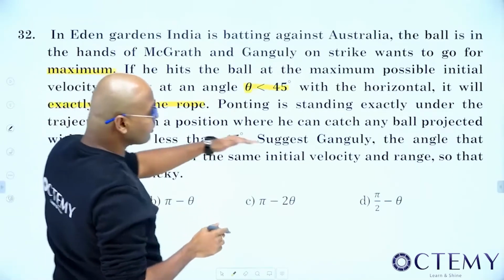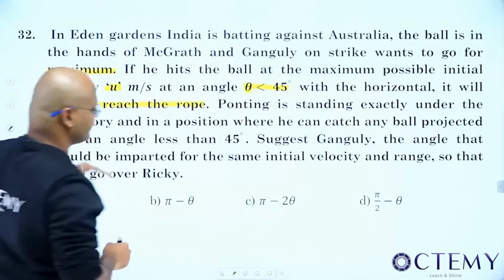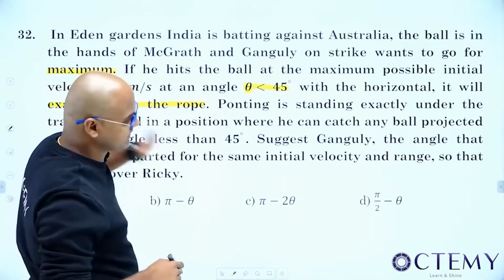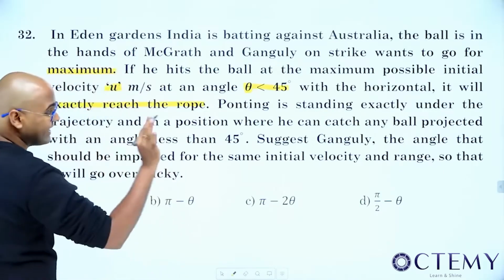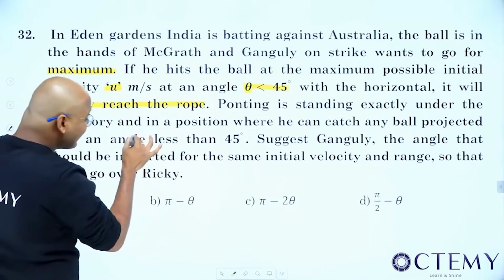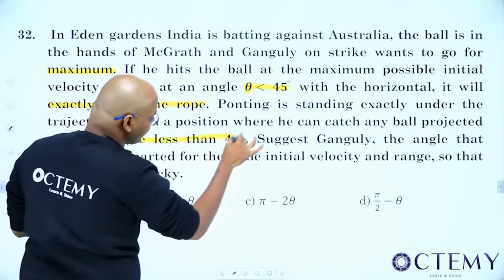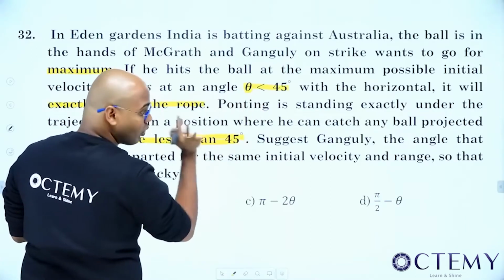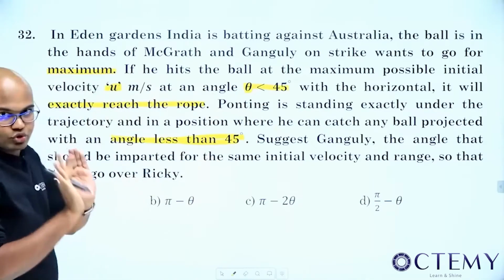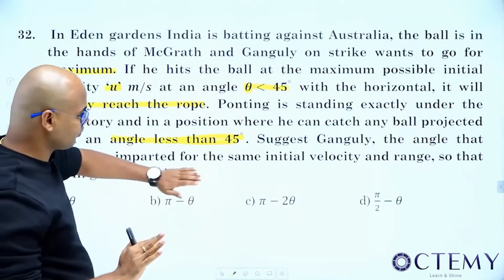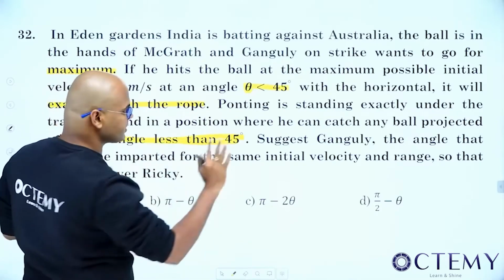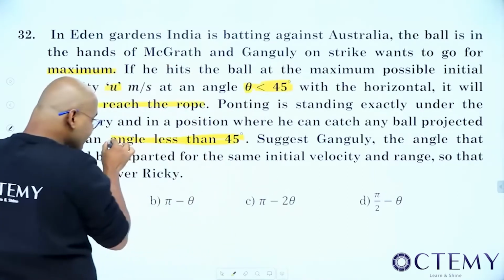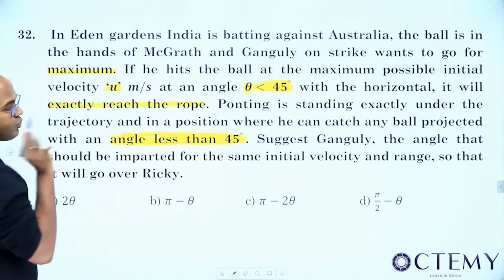Now, Ponting is standing exactly under the trajectory and in a position where he can catch any ball projected with an angle less than 45 degrees. Just remember this. He can catch any ball projected at an angle less than 45 degrees. That means Ganguly is hitting it at an angle less than 45 degrees. So Ponting can catch it, right? I will show the figure. Just I'll change the slide and show for you so that you can understand it better, but keep this in mind. So Ganguly is striking at an angle less than 45 degrees. If anything is hit at an angle less than 45 degrees, Ponting can catch it.